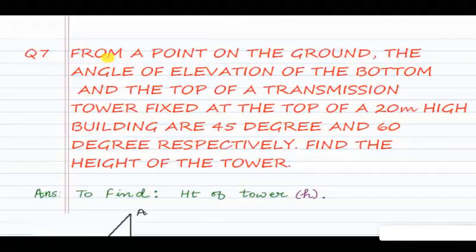Now our question number 7 is, from a point on the ground, the angle of elevation of the bottom and the top of a transmission tower fixed at the top of a 20-meter high building are 45° and 60° respectively. Find the height of the tower. So in this question, what we have to find is the height of the tower H.